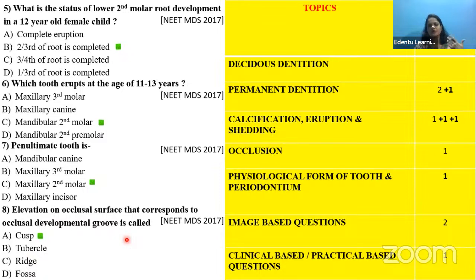Like what is a cusp, what is a tubercle, what is a ridge, what is a fossa, what is a pit. All these are the basics of dental anatomy, and you must be thorough with it. Only after studying this, if you look at the anatomy of the permanent and deciduous teeth, you will be able to identify it. So you must be very thorough regarding the cusp, tubercle, ridge, fossa, pit, and all the ridges, because then only you will be able to learn about the individual teeth also. That will make studying the individual teeth easier.